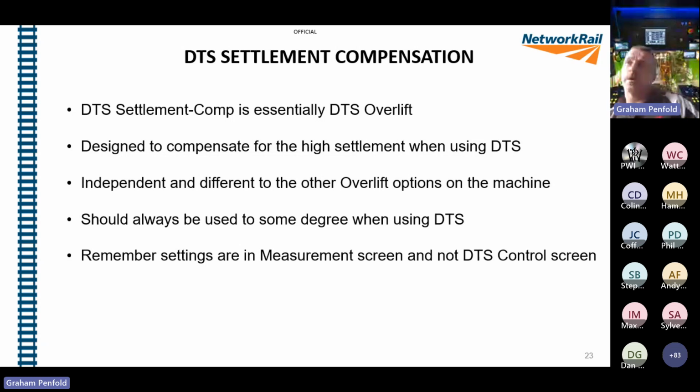It's independent of, and different to, other overlift options on the machine, so you work them independently. If you're using DTS settlement compensation, then you shouldn't be using differential or win ALC or a percentage. You shouldn't be using two overlift systems on the same shift, but I'm pretty sure most people would know that. It should always be used when using DTS. And for people who want to use it, the settings aren't on the DTS screens. The settings for DTS overlift are on the measurement screen. That is worth knowing if anyone is operating the machine or trying to find it.